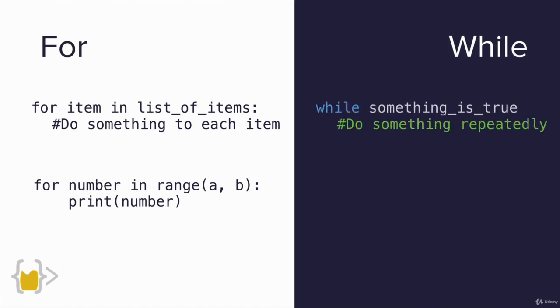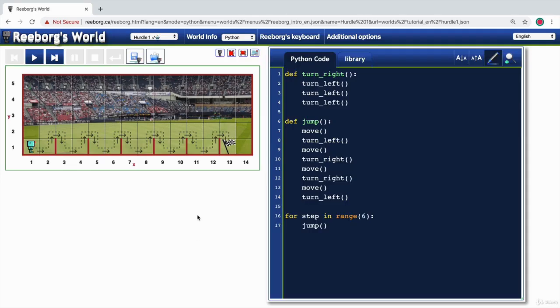And in this case, while this particular condition is true, then we go inside the loop and we do something repeatedly. And it's only when this something becomes false does the loop stop. So let's take a look at what the code would look like in real life.